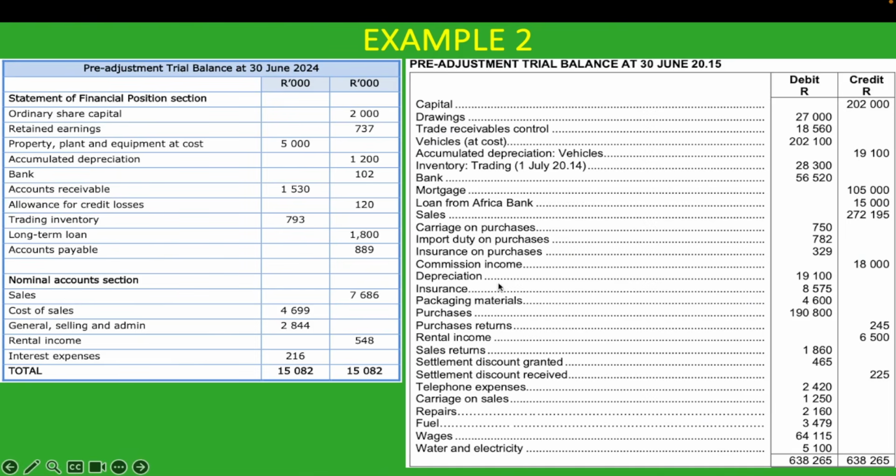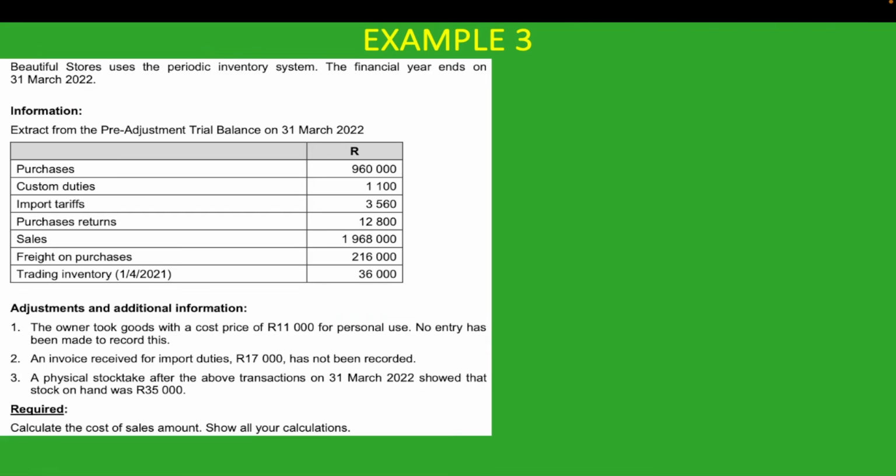On the right, they've given us purchases. The moment you see purchases, you know you have to bring up that formula and calculate your cost of sales, as we have explained earlier. Now, look at this example here. What I want you to do is to pause the video and attempt this question. Look at the required. It says calculate the cost of sales amount. Show all your calculations. And so this is the best question to gauge your understanding of everything we have looked at thus far. At this point, you should be able to do the calculation because we've looked at everything that you need. So pause it, attempt the question, and then press play, and see how well you would have done.